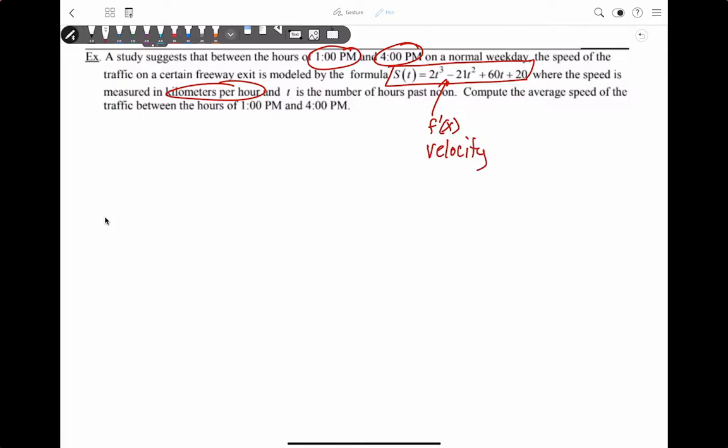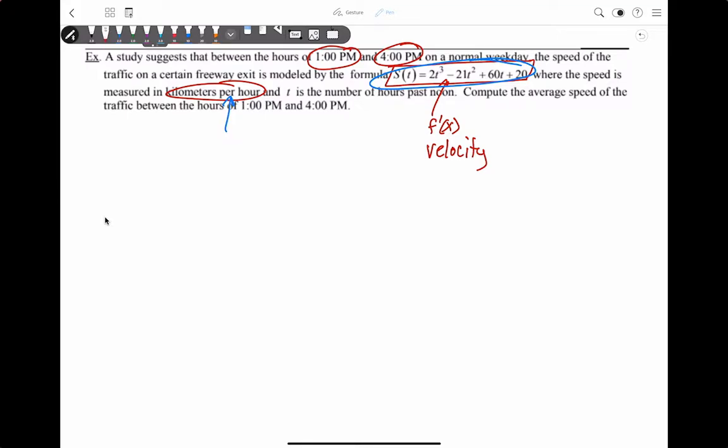Because it said speed, yes, we know it's the absolute value, but please don't get this confused with total distance traveled, because that's not what's going on right here. They gave us the velocity function and just called it speed. But we know that it's a velocity because it was kilometers per hour, not like kilometers per hour squared. So we want to find out, compute the average speed for the traffic between 1 and 4 p.m.